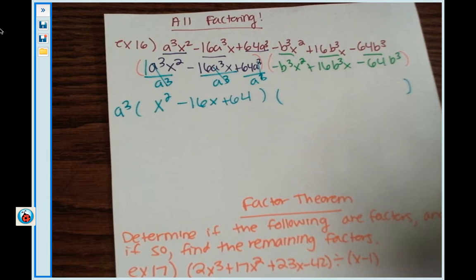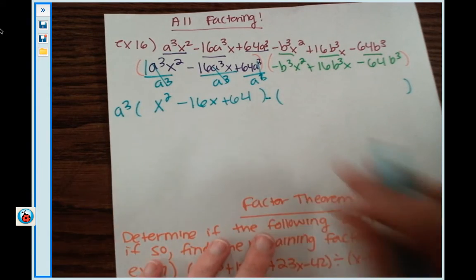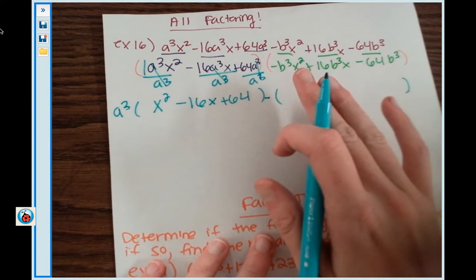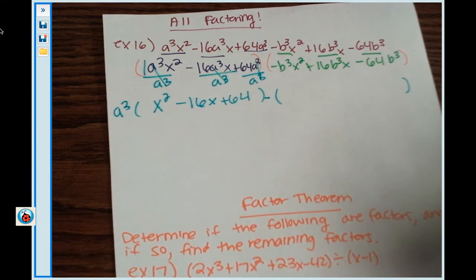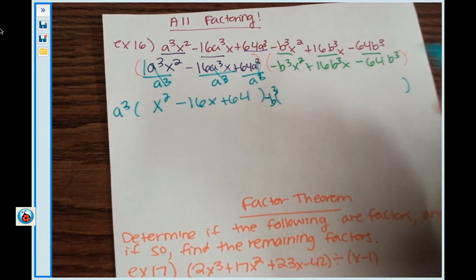So it's looking like I am going to have to factor out a negative because my signs are off. All right, and now let's see what the GCF is. So what is in common between all 3 terms? Holy hot dog, it is b to the third, you guys. B to the third is in every single term.